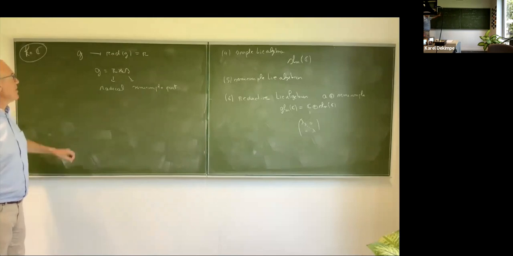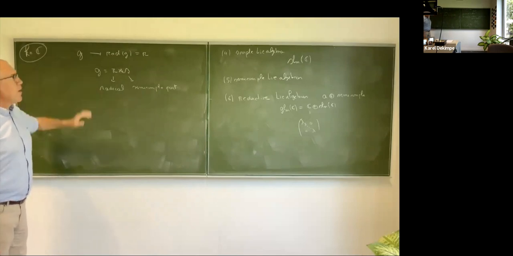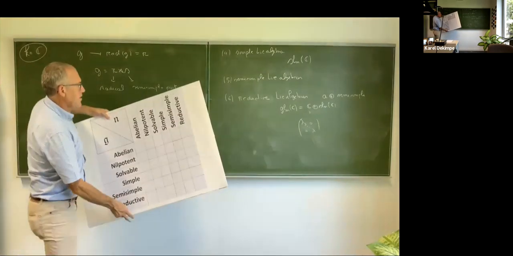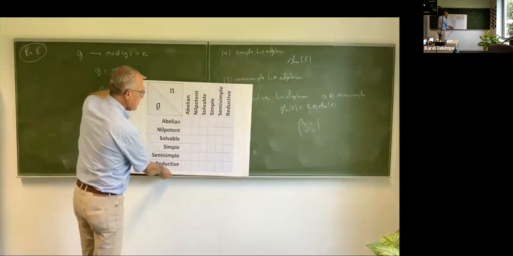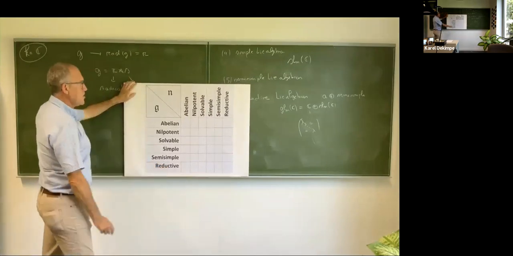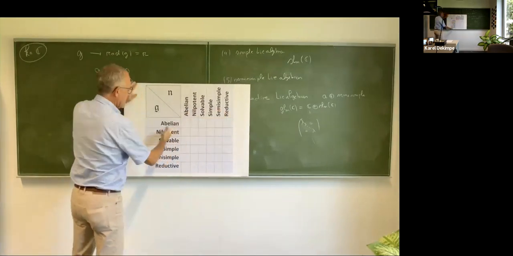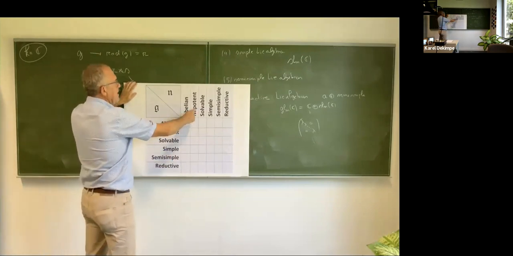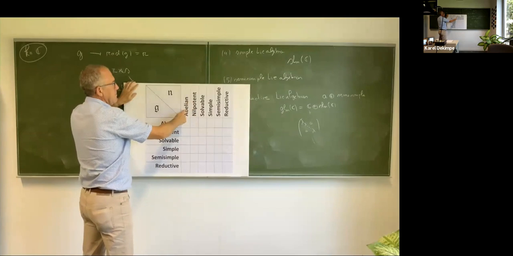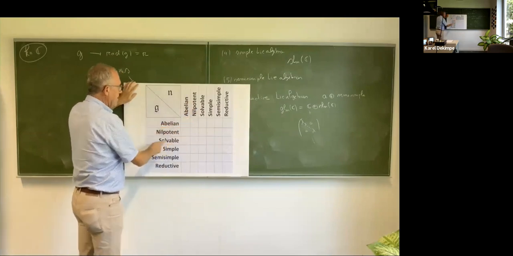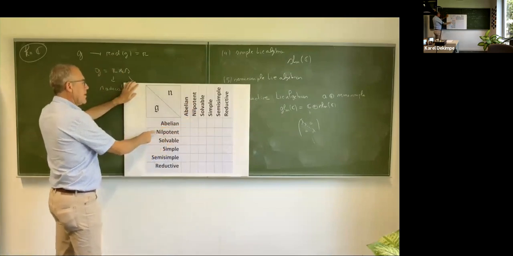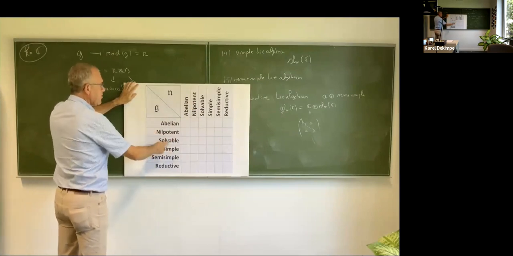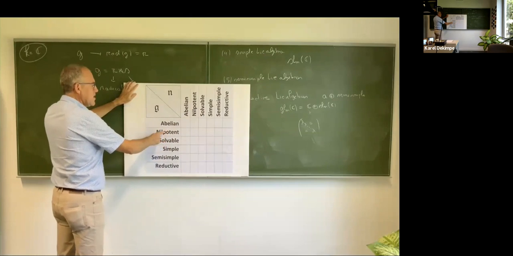And now, what is the idea? As I said yesterday, I will use these notions and I have put them in my scheme over here. Now, when I write nilpotent, I mean nilpotent but non-abelian. When I write solvable, like here, I mean solvable but not nilpotent. So any nilpotent one is also solvable, but when I'm talking about the solvable one, I mean the solvable one which is not nilpotent.